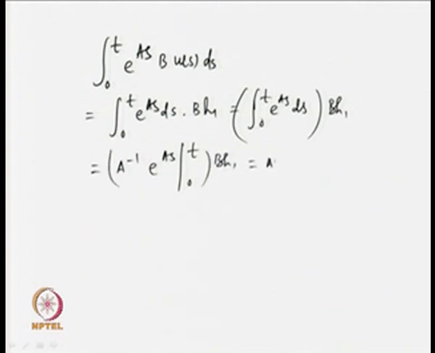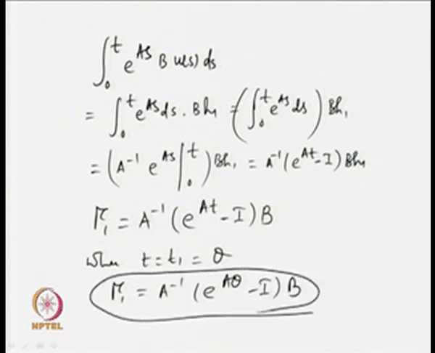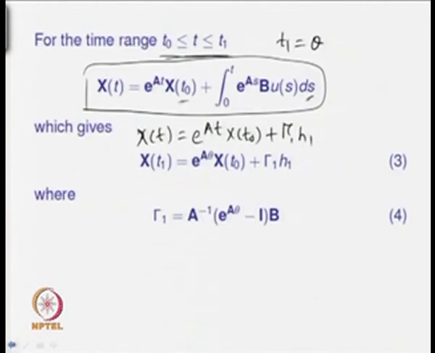When the limits are put, we get A inverse times e to the power A t minus the identity matrix, times B h1. So gamma is introduced, where gamma 1 is assumed to be A inverse e to the power A t minus I times B. When t is equal to t1, equal to theta, at that time gamma 1 becomes A inverse e to the power A theta minus I times B. So gamma 1 is obtained as A inverse e to the power A theta minus I, times B.